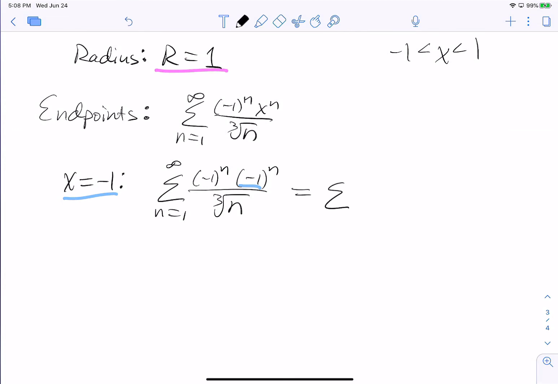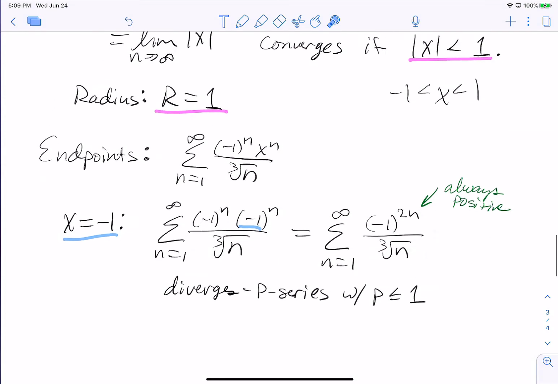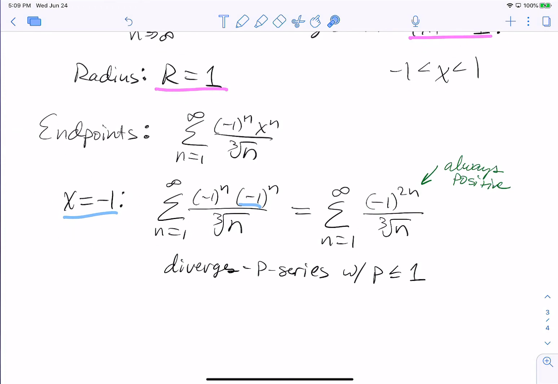At this point, we're going to combine the bases. So we have the sum as n goes from 1 to infinity of negative 1 to the n times negative 1 to the n. That's going to be negative 1 to the 2n divided by the cube root of n. And if negative 1 is to the 2n, folks, that numerator is always positive. The result is that this diverges because it's a p series with p less than or equal to 1. You see, the cube root of n is n to the 1/3. Therefore, the interval of convergence does not include x equals negative 1.